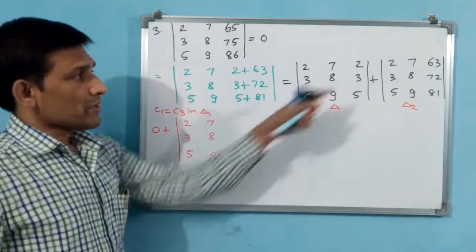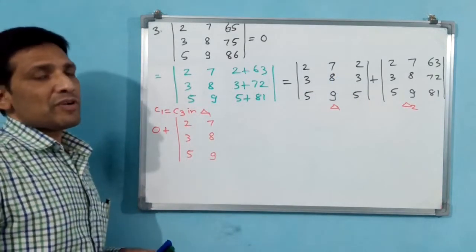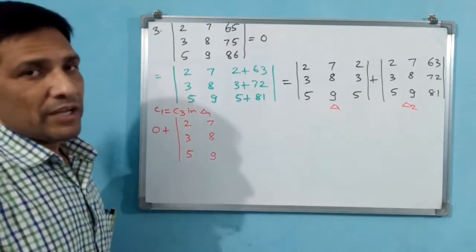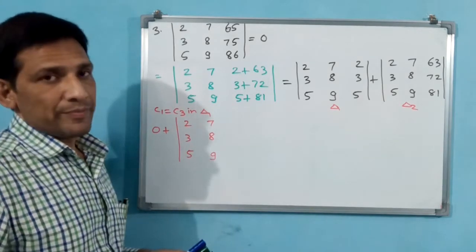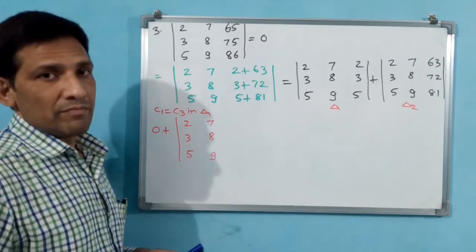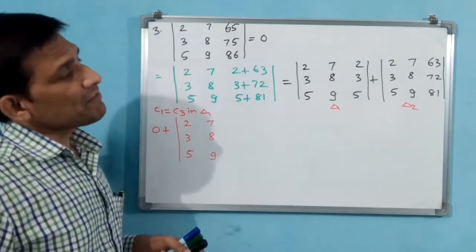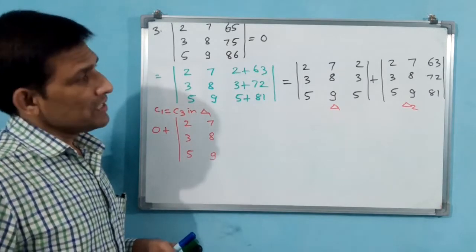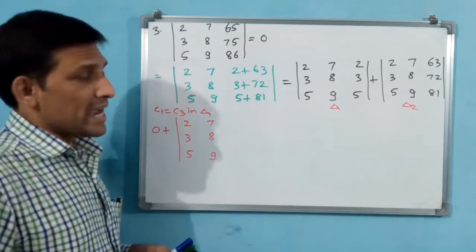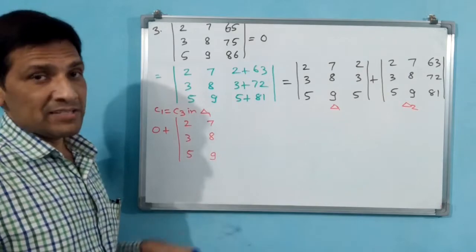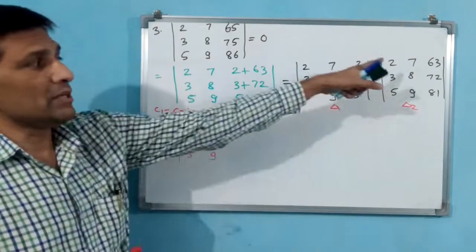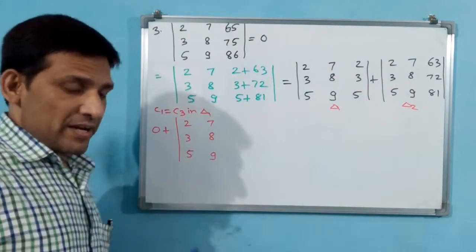Now you see 63, 72, 81. Which one you can take common? In which table does it come? 63. 7 nines are 63. Then again in 72 how does it come? 9 sevens are 63, okay. 9 eights are 72, okay. 9 nines are 81. That means 9 table is there. You can take 9 as common.